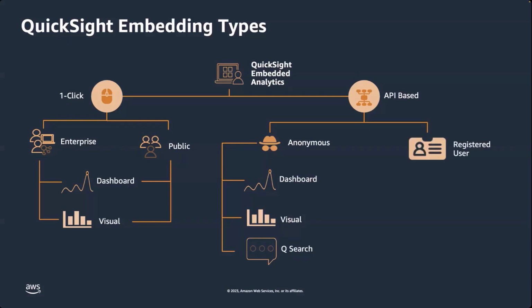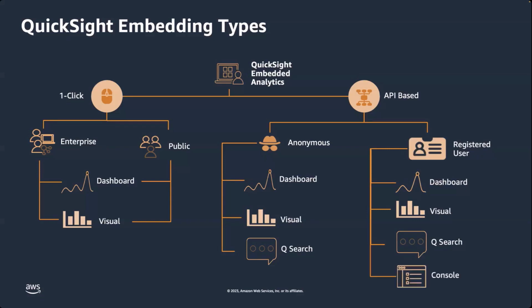Registered users, on the other hand, do require a QuickSight user, but in addition to supporting dashboards, visuals, and Q search, it's also possible to embed the entire QuickSight console, making it possible to offer QuickSight authoring tools as part of your application, rather than in the context of the AWS management console or in a standalone website.